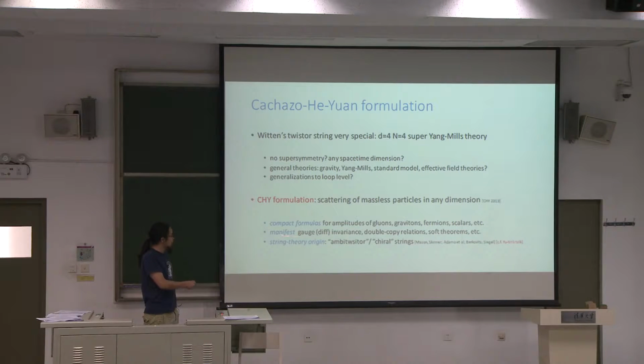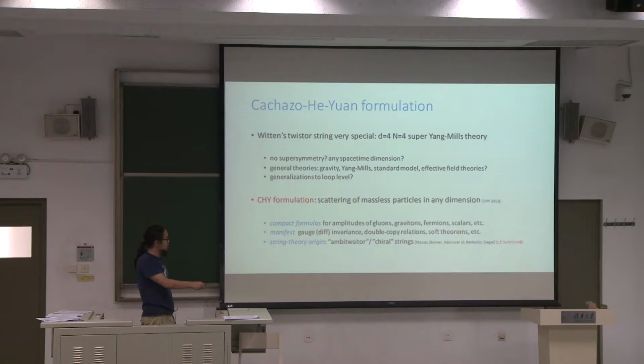And more importantly, these are formulas that are similar to Witten's twistor string formula, but now they actually manifest these important properties of amplitudes in a general setting. For example, the problem with Feynman diagrams is that we cannot see gauge invariance manifest. But now in this formalism, you can see it at a very manifest level.